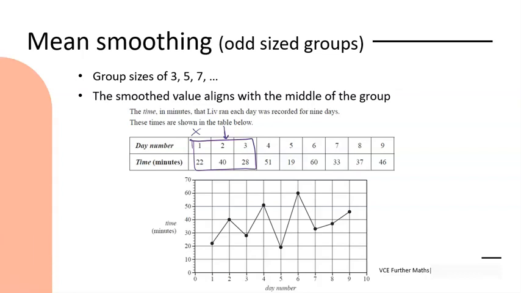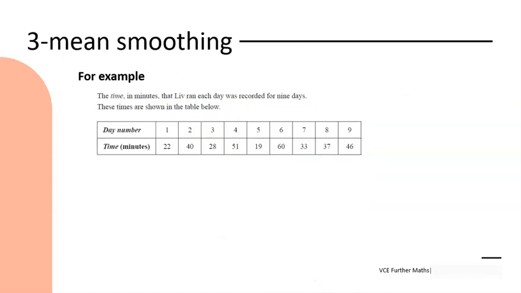In the next few slides, we're going to look at 3 mean followed by 5 mean smoothing. Using this example from the previous page, the time in minutes that Liv ran each day was recorded for 9 days, and these times are shown in the table below. We are going to perform a 3 mean smoothing on this data set. So that means we're going to take the time values and group them in sets of 3 and find the mean of those values.